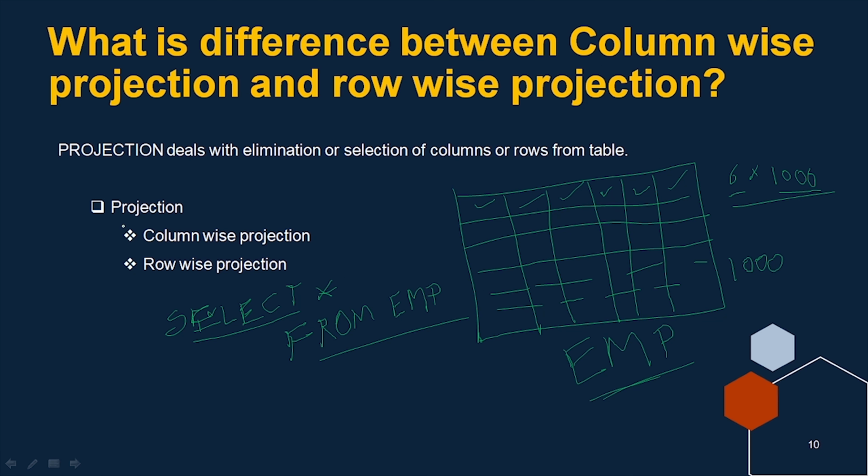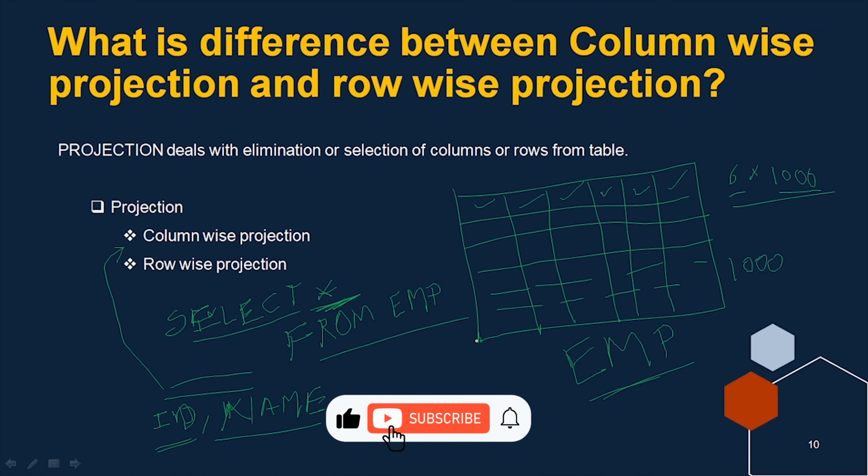But if you are talking about projection, we will eliminate rows or columns from our result set. So that time we will not use select star. Star will fetch all the columns, but here we will use some columns, like ID or name, from the employee table. So it will fetch only ID and name, and it will pick records of only 2 columns. So that time we call it column-wise projection.